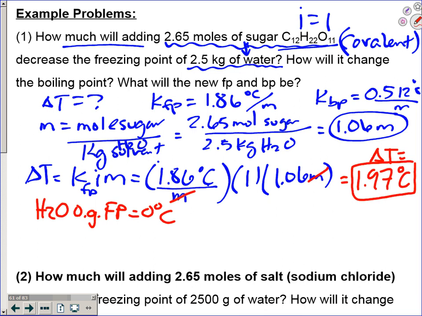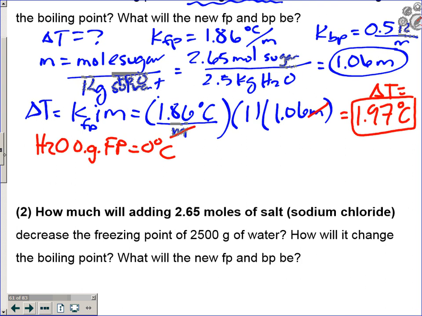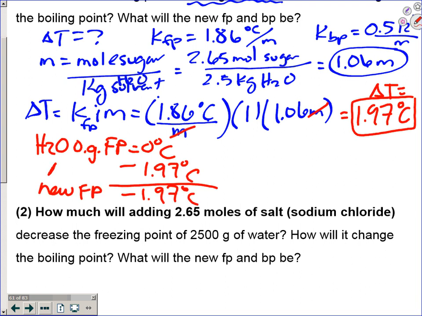So its original freezing point is 0 degrees Celsius. What have I done to it? I've dropped it by how much? 1.97. So I'm just subtracting 1.97 degrees Celsius to get what? Negative 1.97 degrees Celsius. That's it. This is the new freezing point. So I basically took my original freezing point, subtracted my delta T, and got the new freezing point. That process is just the backs. After we get all the calculations done, you just have to make sure you establish the new freezing point, which might take a second.